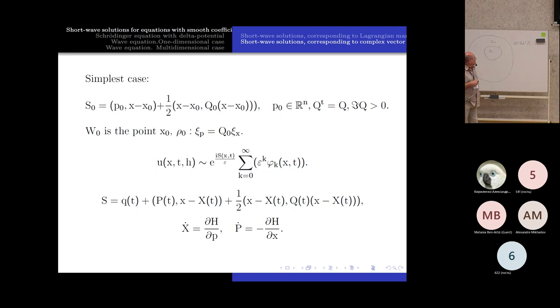So in this case, the asymptotic solution of the problem will be represented in this form, which is just something like a WKB exponent. Only this function S is complex valued, and it is written down here by the explicit formula. Here P and X, the capital, define the trajectory of this Hamiltonian system, which starts from the point x naught and t naught. And Q of t can be computed by solving the linearized Hamiltonian system.